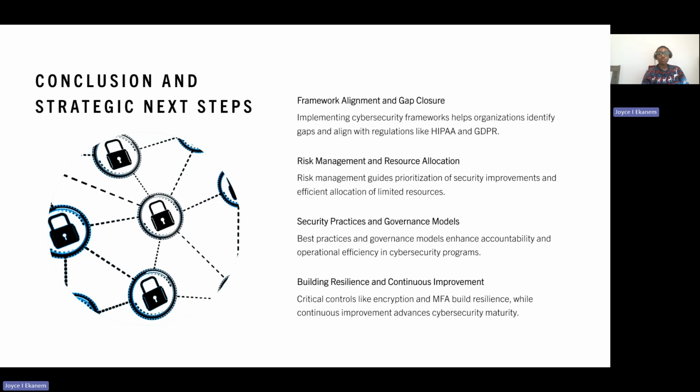Through continuous improvement, strategic investment, and alignment with recognized frameworks, organizations can advance toward a mature cybersecurity model that safeguards sensitive information, supports business objectives, and sustains regulatory compliance.